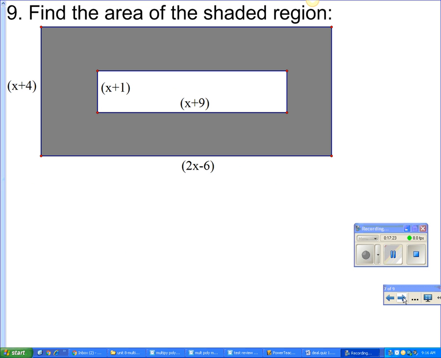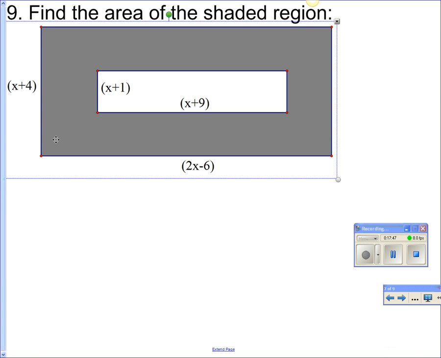Number 9. It says, find the area of the shaded region. So where's the shaded region up there? It's the solid part. That's the shaded region. So what we have to do is find the big box. What else do you think we would have to find? The little box, and then we got to take away the little box. So think about this. If you find this whole big box, and then you took out the little box, would you be left with the shaded region? Yes.